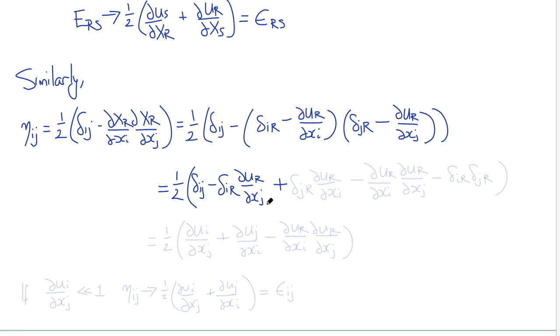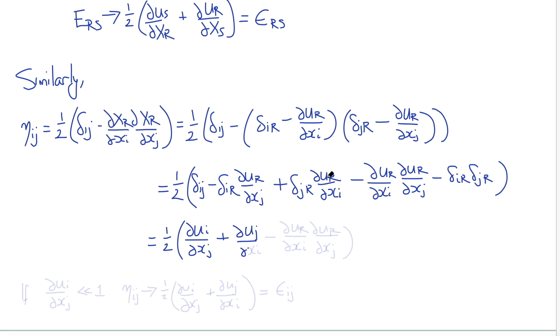Again, we multiply this out, we get δij minus δir times ∂ur/∂xj, plus δjr ∂ur/∂xi, minus the quadratic term ∂ur/∂xi ∂ur/∂xj, because this time the sum is over the undeformed coordinate index, minus the product δir δjr, which again is δij, which cancels with the δij here, leaving us with three terms. ∂ur/∂xj becomes ∂ui/∂xj, ∂ur/∂xi becomes ∂uj/∂xi, minus ∂ur/∂xi ∂ur/∂xj.